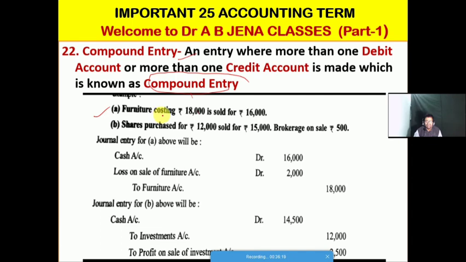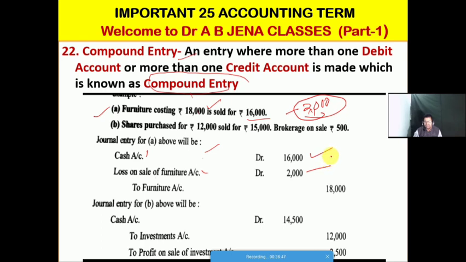Friends, one example: furniture costing rupees 18,000 is sold for 16,000. So friends, here how much is the loss? 2,000. So in this situation this will be a compound journal entry. Cash comes in, cash account is 16,000 as per the golden rule of the real account, and loss on sale of furniture, it's the loss.